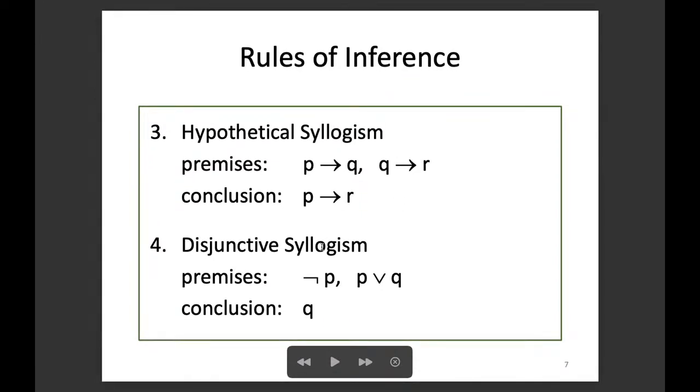And then the other one is called disjunctive syllogism. So it says that I know that P or Q will be true, but then now I told you that not P is true, so that means that P is false. Then what do you know? We know that Q must happen. Q is going to be true.